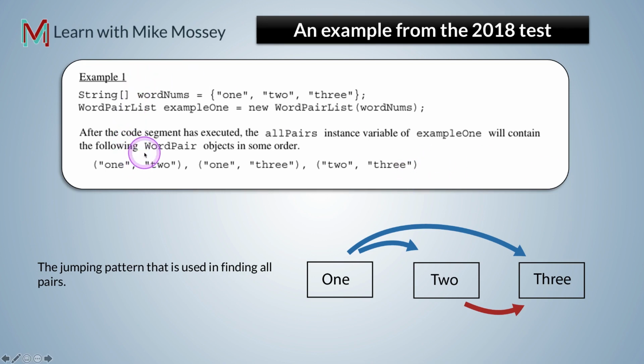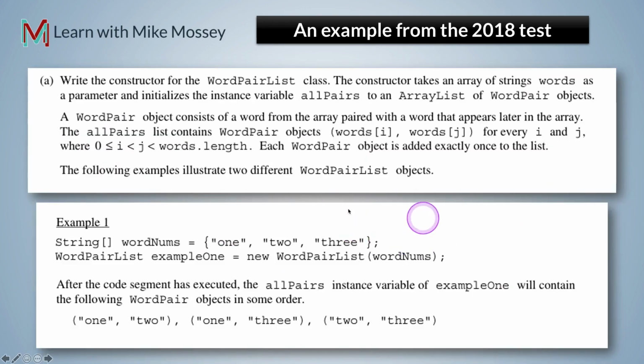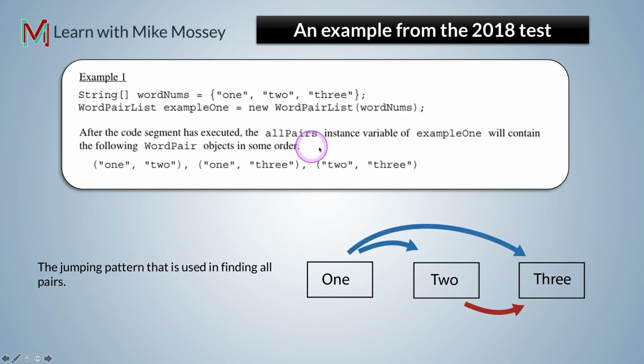I've repeated the example here. This is the same one you saw on the previous page. And I'm going to describe a way of visualizing this pattern, the jumping pattern. How do we form all possible pairs? Well, first we form all pairs that have a 1 in them. And you can see that we pair with 2, that's this short blue arrow.